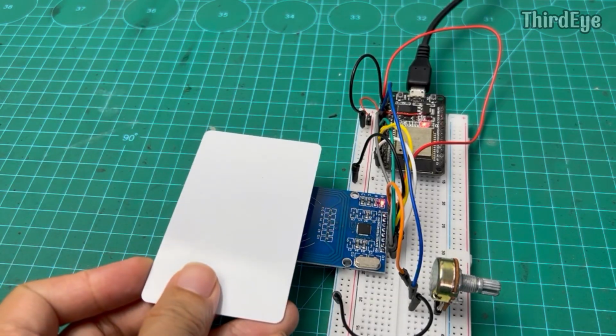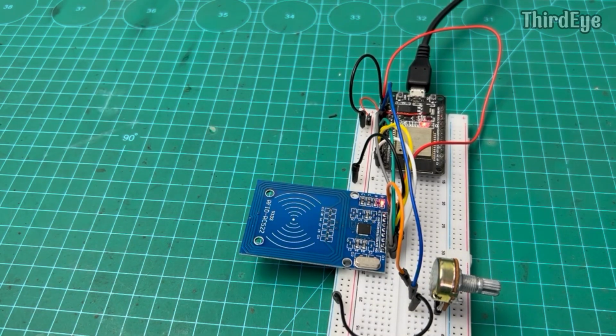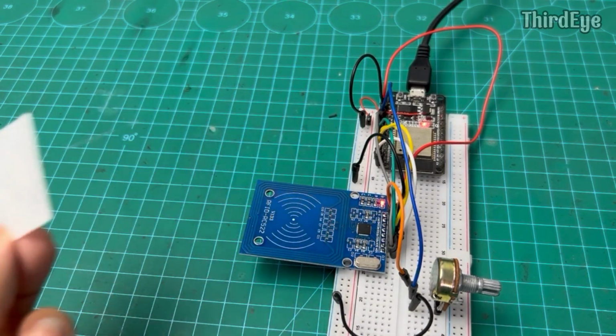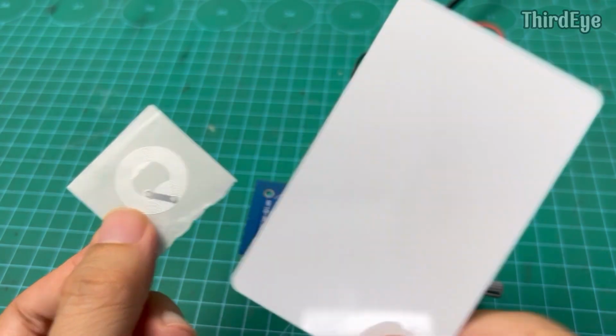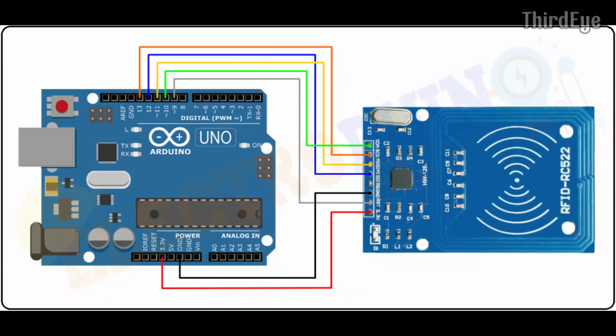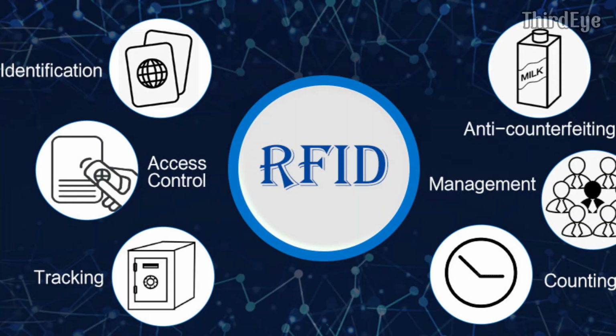The module works by generating a 13.56 MHz electromagnetic field with its antenna. When an RFID tag enters this field, it powers up and sends data back to the module through load modulation. The RC522 chip decodes this data and sends it to a microcontroller via SPI. The microcontroller then processes the data for various applications like access control or inventory tracking.